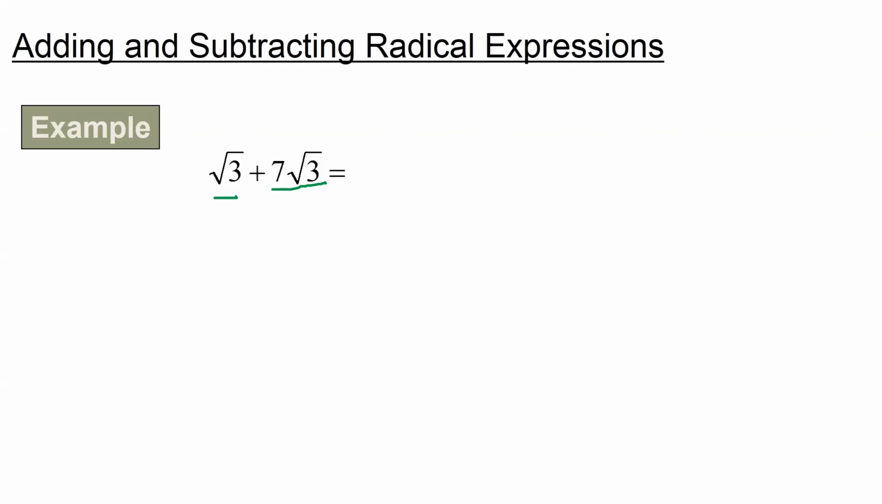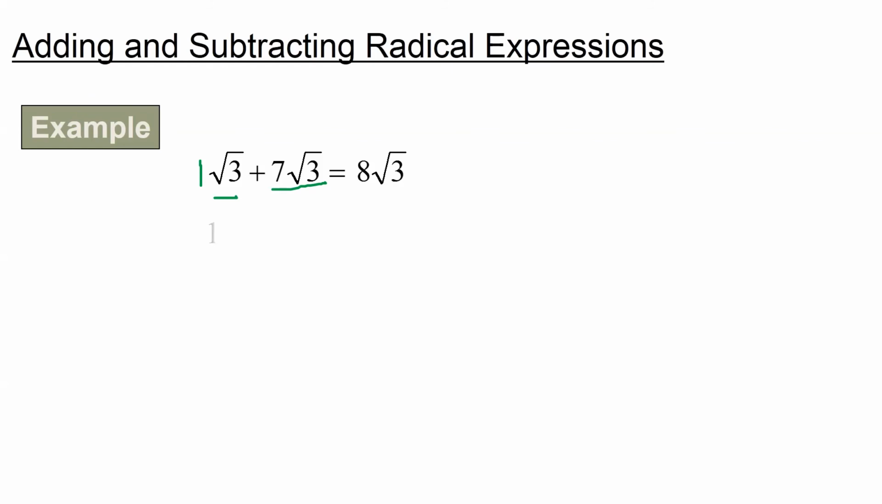Radical 3 means 1 radical 3, okay? So this is 1 radical 3 plus 7 radical 3. If you have the same radical, you can add the coefficients, or the numbers that are before the radical. Just in case you have the same radical, okay? And now 1 plus 7 is 8 radical 3. So the final answer is 8 radical 3.